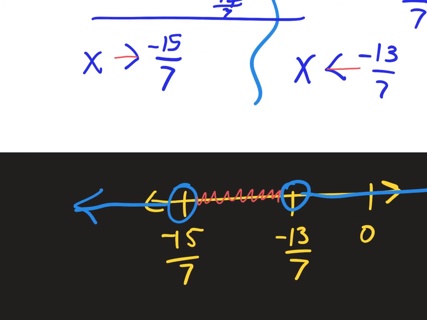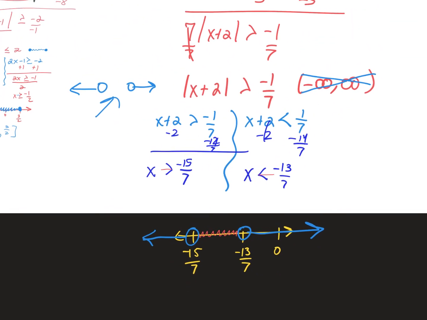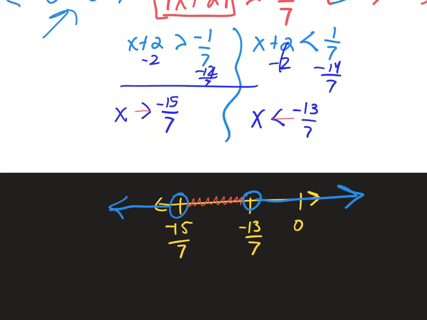You guys see that? Okay, look. From the beginning, when we had our absolute value isolated, according to our little trick, it's greater than, so that means we shade outside. And it's not including the endpoints because it doesn't have equal to underneath it, right? But when we look at our actual inequality statements, this says x is greater than negative 15 over 7. That means I would color from negative 15 over 7 this way. And then this one says I would color from negative 13 over 7 this way.